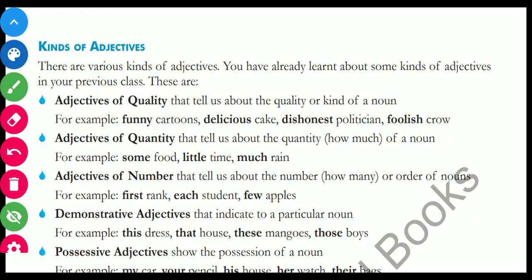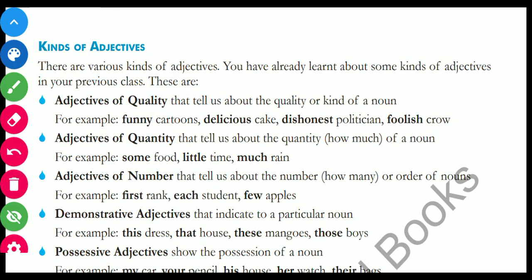Adjectives of quantity answer the question how much. So that tells us about the quantity of a noun. For example, some food, little time, much rain. It is not giving the exact number, exact quantity, but giving a rough idea. Just like some food, we cannot count food. Little time, we cannot count time. Much rain, you cannot count rain. So you can say that adjectives of quantity modify uncountable nouns.